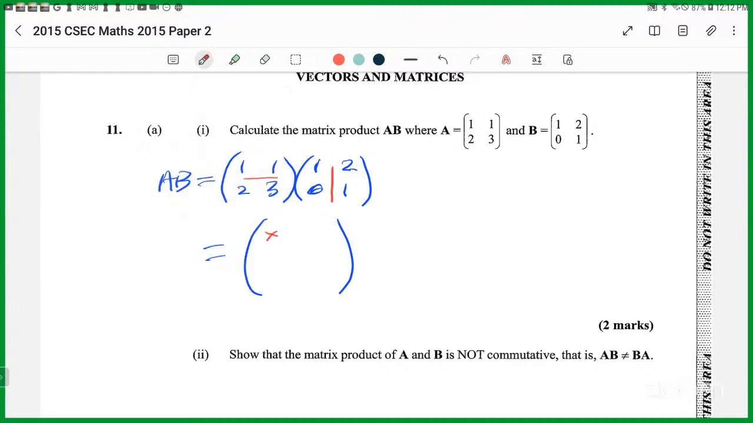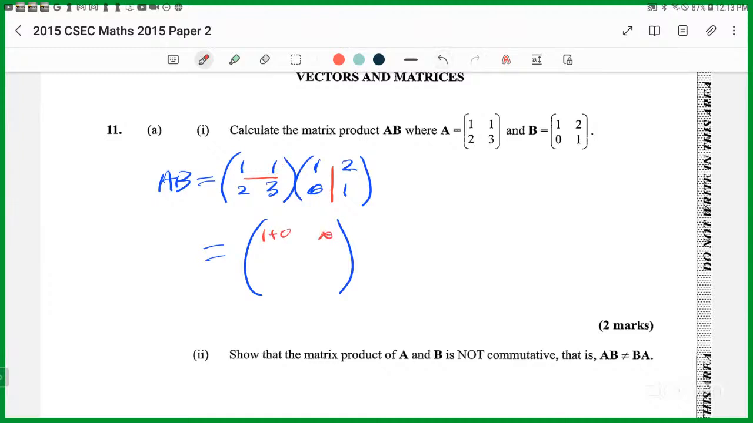And the first value here is in the first row and the first column. Using this first row with this first column: first element times first element, second element times second element. So it is 1 times 1 is 1, and 1 times 0 is 0.